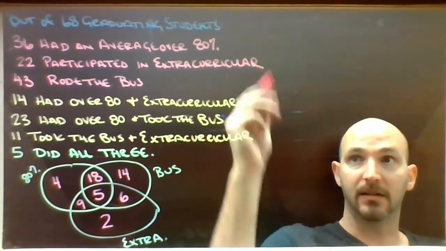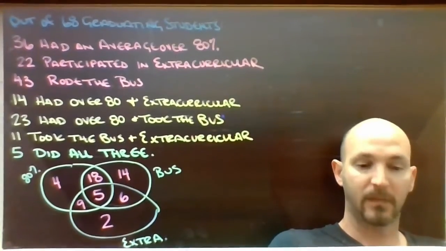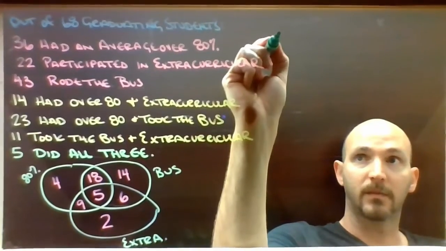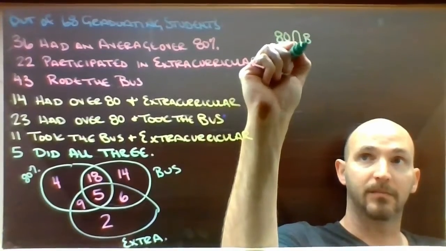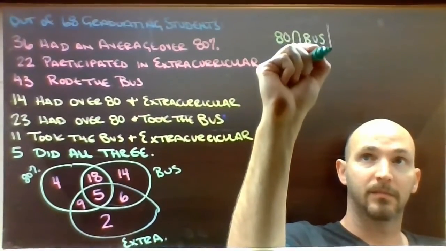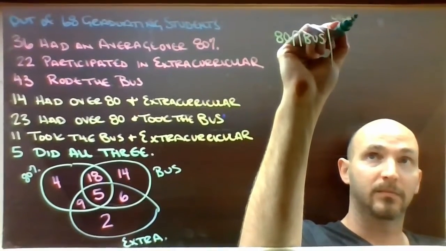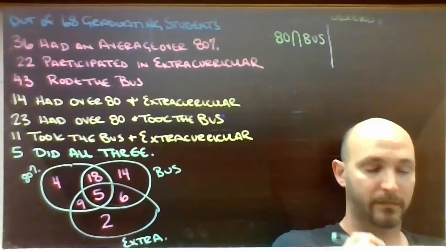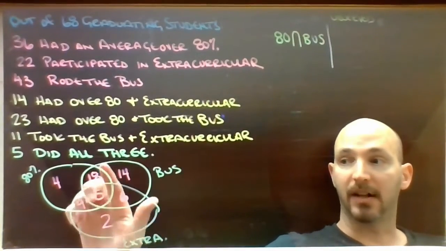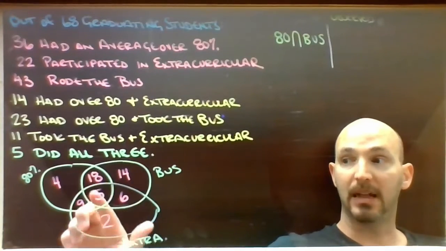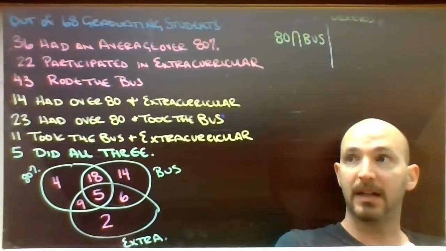So in my chart then, I'm going to have some combinations. So I'm going to do 80s and bus. Now, observed, the people who got an 80 and took the bus are here. That's 23 out of the 68 people. So I'm going to jot that in there. 23 out of 68.